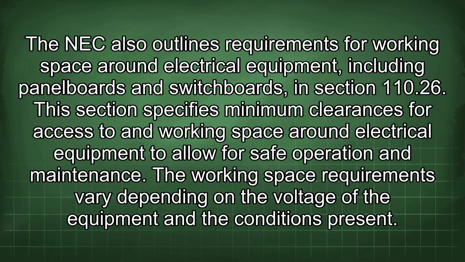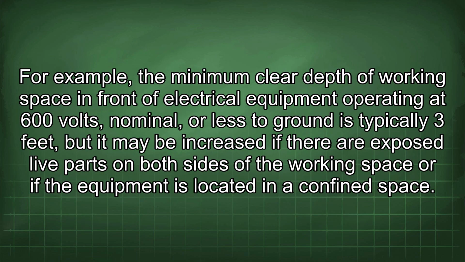This section specifies minimum clearances for access to and working space around electrical equipment to allow for safe operation and maintenance. The working space requirements vary depending on the voltage of the equipment and the conditions present. For example, the minimum clear depth of working space in front of electrical equipment operating at 600 volts, nominal or less to ground is typically 3 feet, but it may be increased if there are exposed live parts on both sides of the working space or if the equipment is located in a confined space.